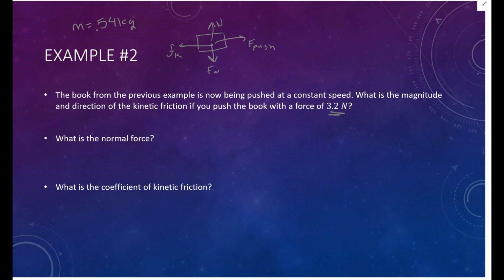So we are going to go ahead and look at the magnitude and direction of the kinetic friction if you push the book with a force of 3.2 newtons. When you're trying to look for a force, and you have your diagram, what's the first thing that you do? Yep, so we apply Newton's second law. The sum of my forces is equal to the mass of my object times the acceleration. Now the frictional force, is that going to be in the y direction or the x direction? X. So I'm looking at the sum of the forces in the x direction is equal to the mass times the acceleration in the x direction.